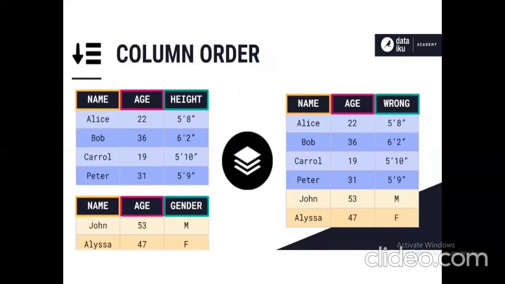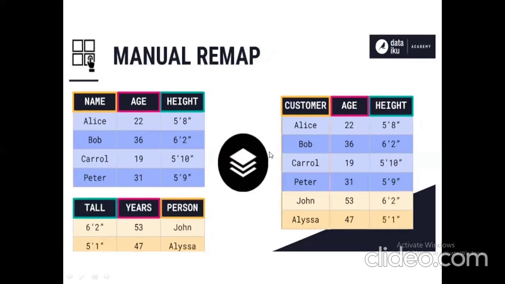Next is column order. Irrespective of the column names, by default it maps the second dataset's columns to the first dataset's column order. But this is the wrong method. If you look at the third column, the first 4 rows are okay, but the second dataset's rows under height are created incorrectly. That is a wrong method.